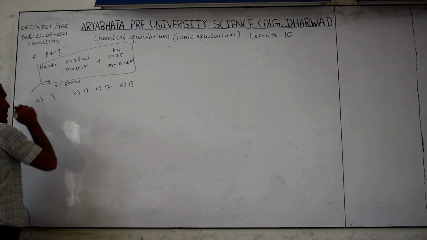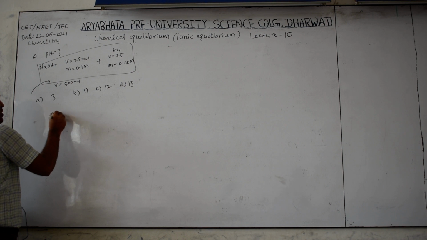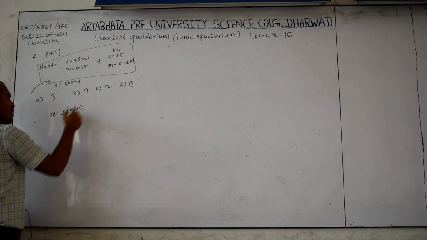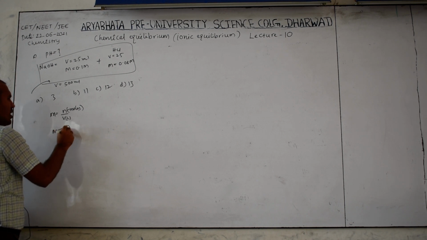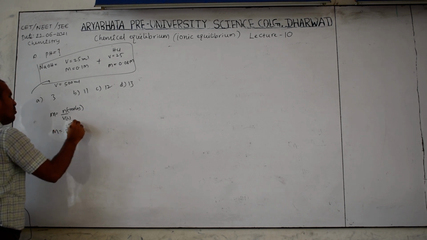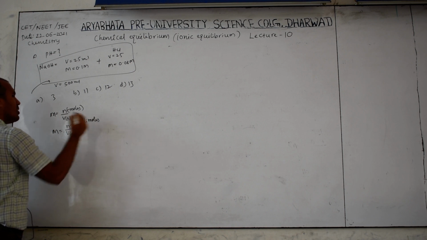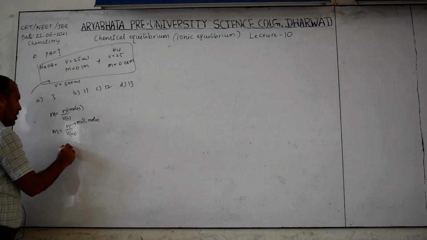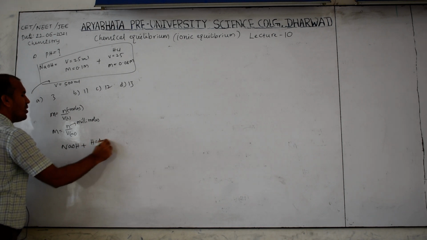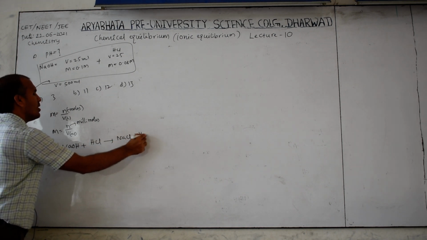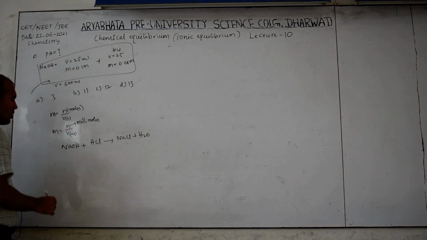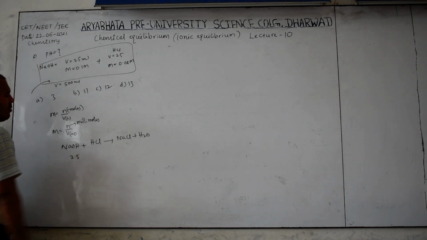How to calculate the moles or millimoles? Molarity M is equal to n by V in liters. This gives moles. Otherwise molarity is equal to n by V in milliliters, which gives millimoles. This is very clear. Therefore now these two multiply, then you will get millimoles. Therefore NaOH plus HCl gives rise to what? NaCl plus H2O. Now its millimoles is 0.1 into 25, which is 2.5 millimoles.